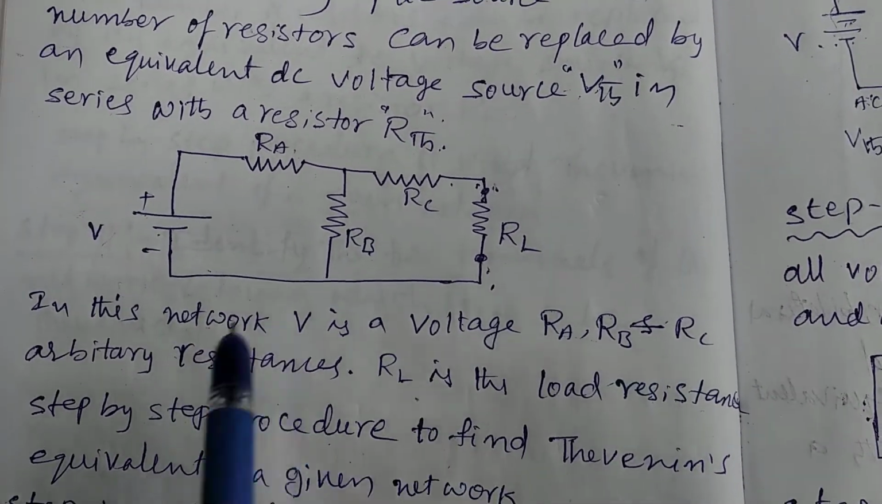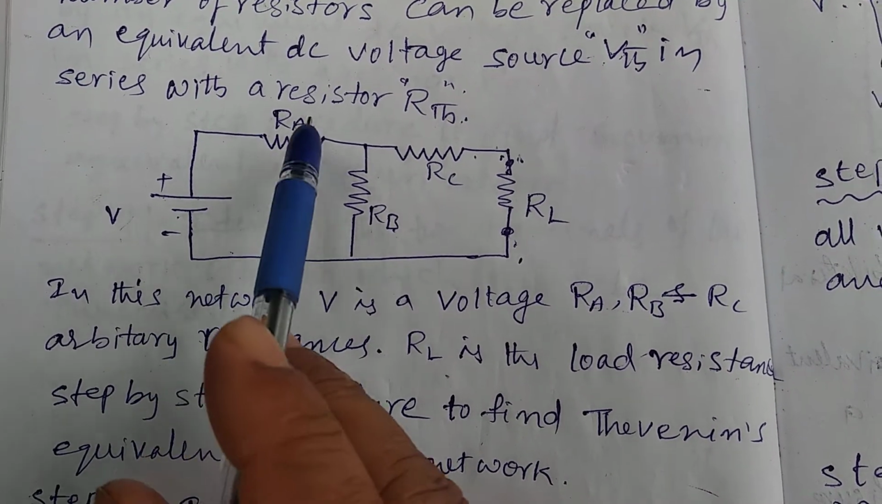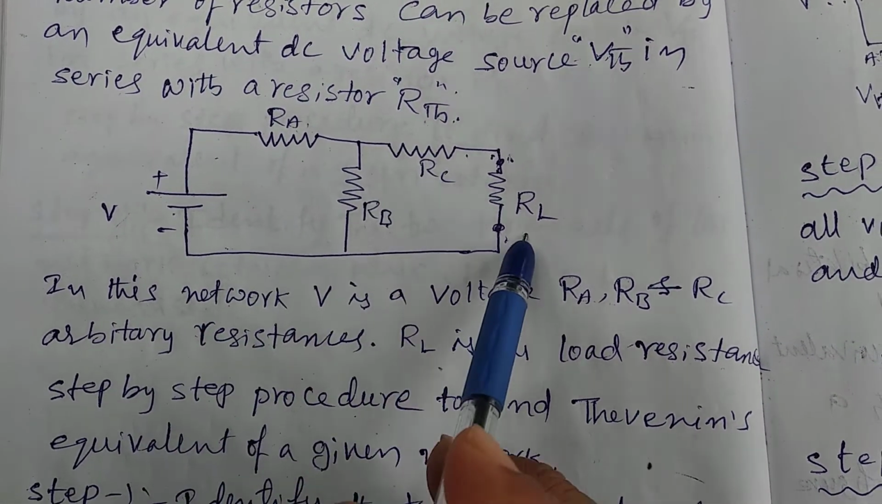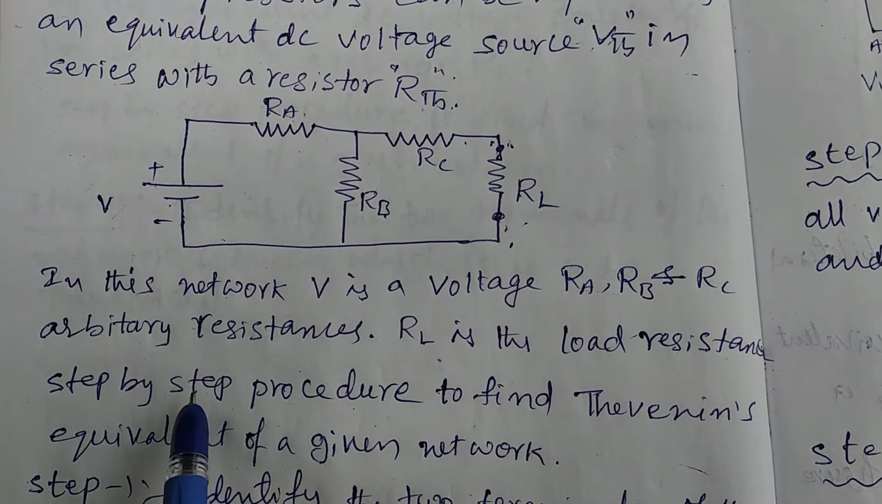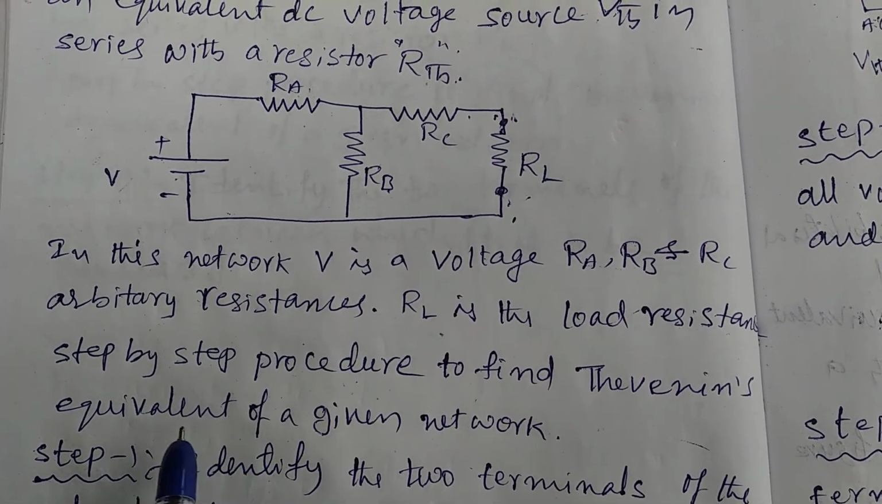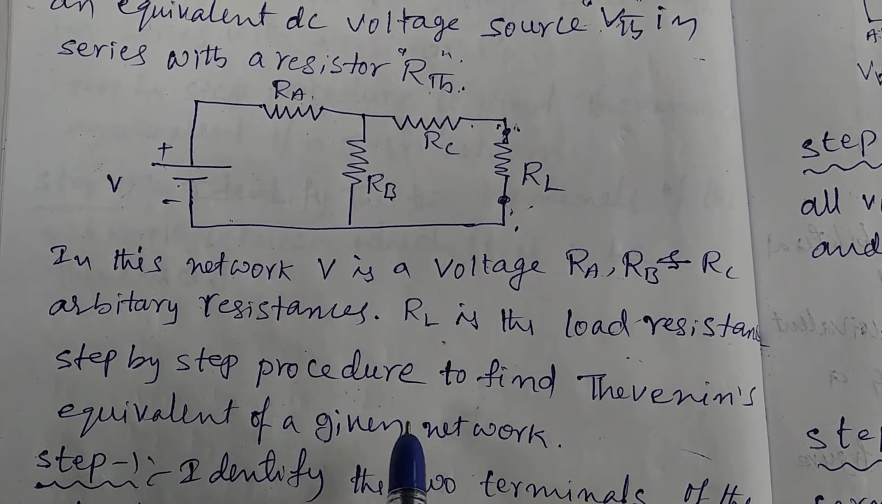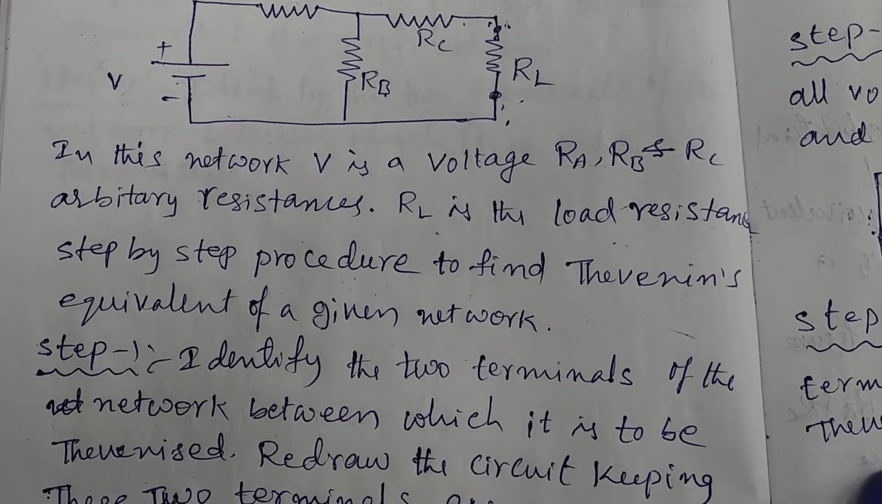For this, here is the diagram. The applied voltage is V, Ra, Rb, Rc are the resistances, and RL is the load resistance. Okay, so the same story is given. Next, what do we have to do? We have to calculate Thevenin's equivalent network. For this, there are steps.